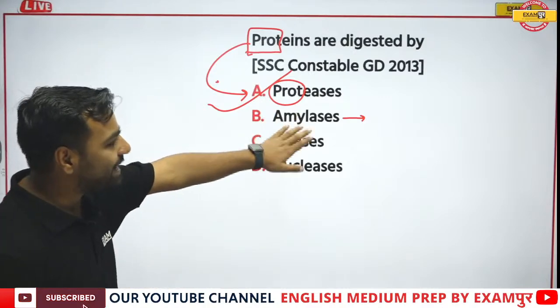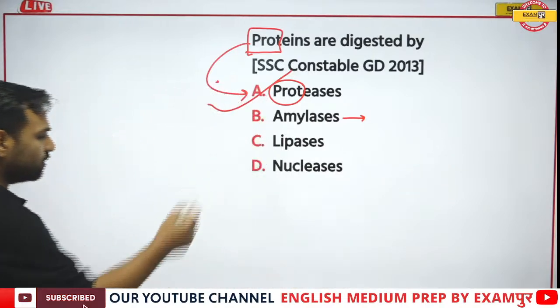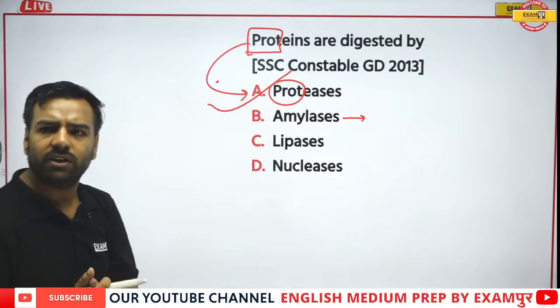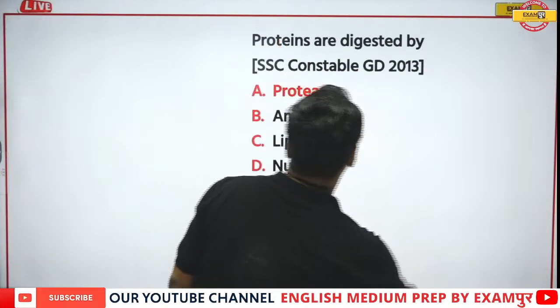So I was saying amylases are actually helping in the digestion of starch or carbohydrate. Fine. Similarly, lipases for the fats. Now, moving forward, let's have a look at the next question.